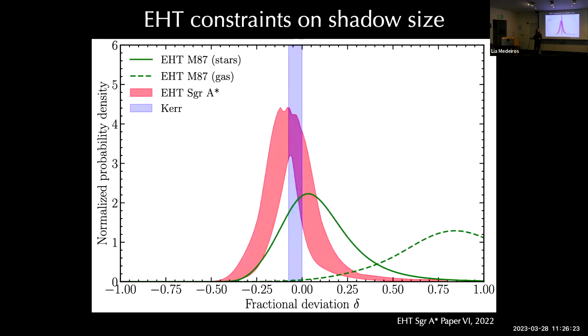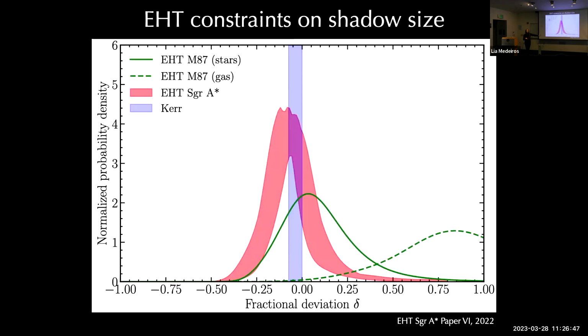So we use the Keck results from the UCLA group, but we also use the VLTI results from the GRAVITY collaboration as well. We do the full thing with each of those, and all of these different constraints, effectively posteriors on delta, are all contained within this pink shaded region. And the blue shaded region is the prediction for Kerr that takes into account the fact that we don't know the spin and we don't know the inclination angle.